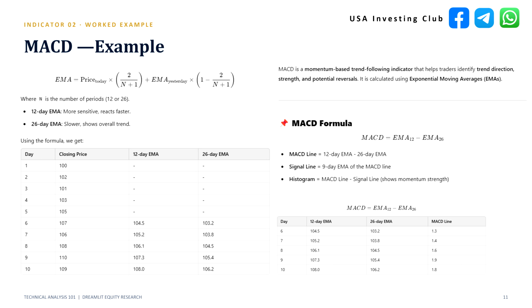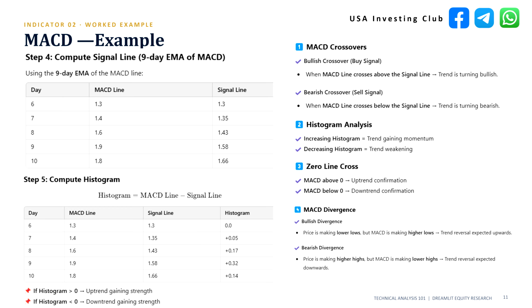Notice the MACD line itself is positive and rising through day 9, then ticks down slightly on day 10. That small dip is our first hint that something is about to shift, and we'll see exactly what in the next slide. Step 4. Compute the signal line, the 9-day EMA of the MACD line we just built. Using that same EMA smoothing logic, the signal line reads 1.3 on day 6, 1.35 on day 7, 1.43 on day 8, 1.58 on day 9, and 1.66 on day 10.